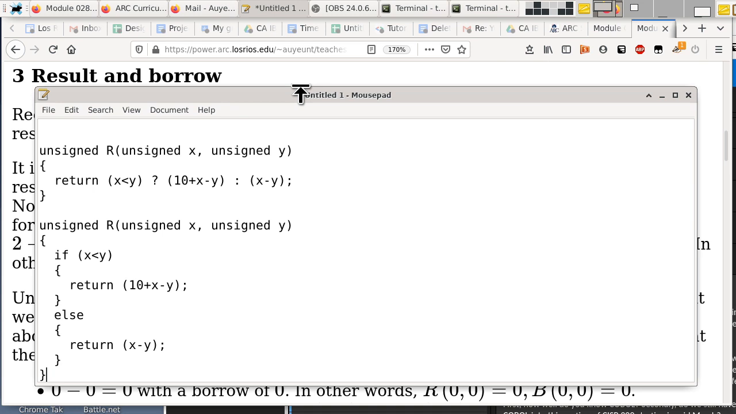Because in a ternary expression, this by itself can be its own little ternary expression, and this by itself can also be its own ternary expression. So you can actually have a decision tree encoded into a single expression. So combining this with recursion, you can do a lot of stuff with a single line subroutine.